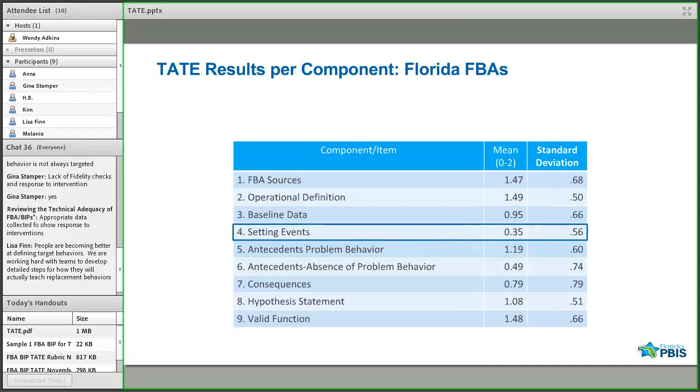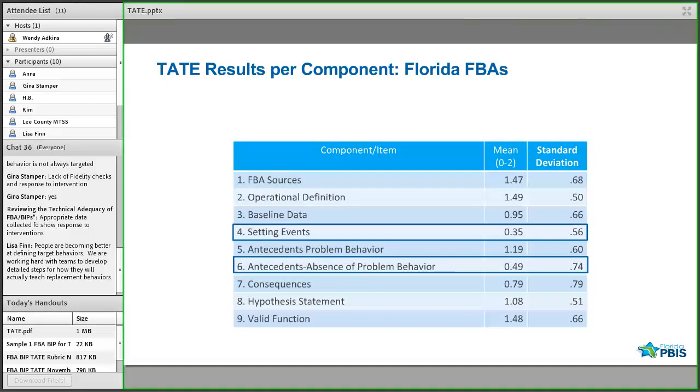And if you look at this one, setting events, if this was your district and you evaluated, let's say, 10 FBA BIPs throughout your district, you would see, okay, setting events. Our district's not doing well on setting events. Our state actually was not doing well on setting events. We can discuss that sometime later, but we don't have enough time to discuss why right now.